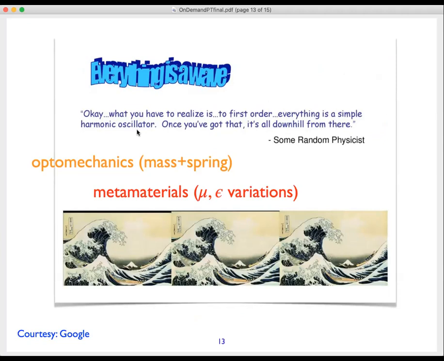And so I have this idea of a simple harmonic oscillator, and how to implement PT. And so now we want to look at how we port it to different platforms, basically, right? So for example, I could imagine metamaterials where mu and epsilon are variable.